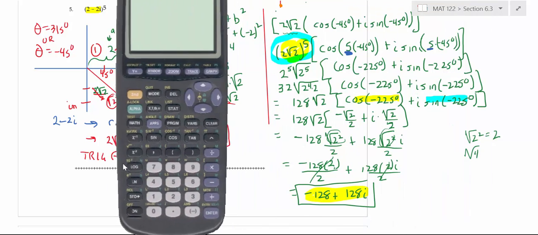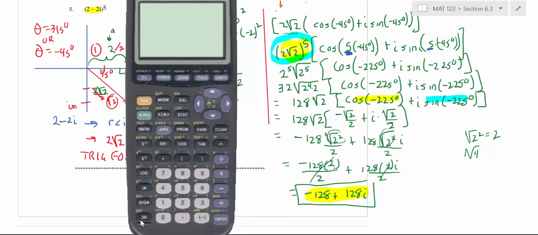Now I'm going to do a quick check on this problem. We can do this on the calculator. I encourage you to do this. So we're going to go back to the original and put in 2 minus 2i.